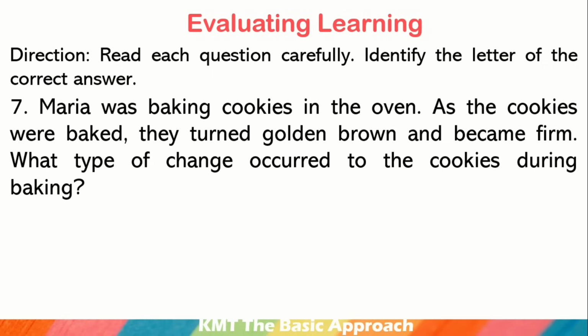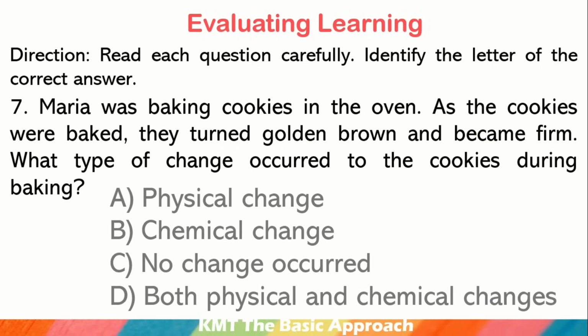Number 7. Maria was baking cookies in the oven. As the cookies were baked, they turned golden brown and became firm. What type of change occurred to the cookies during baking? A. Physical change. B. Chemical change. C. No change occurred. D. Both physical and chemical changes. What is the correct answer?